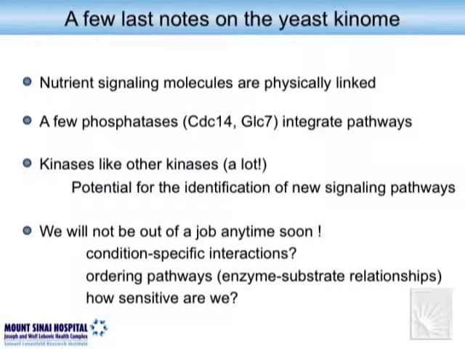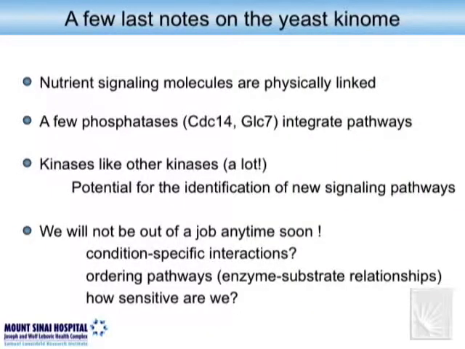So I just want to give you a couple of last notes on the yeast genome. I showed you that we've been able to demonstrate, I think fairly well, that nutrient signaling molecules are physically linked in the cell. So once you have a method that's sensitive enough, you are actually able to find physical interactions that had otherwise escaped detection. What I didn't have time to talk to you about is that the two biggest hubs in our network are actually phosphatases. GLC7 is a serine phosphatase, and CDC14 is a dual specificity phosphatase. And what they seem to be doing in our network is integrating different pathways. I told you that kinases interact a lot with other kinases, and this really opens the avenue for the identification of new signaling pathways.